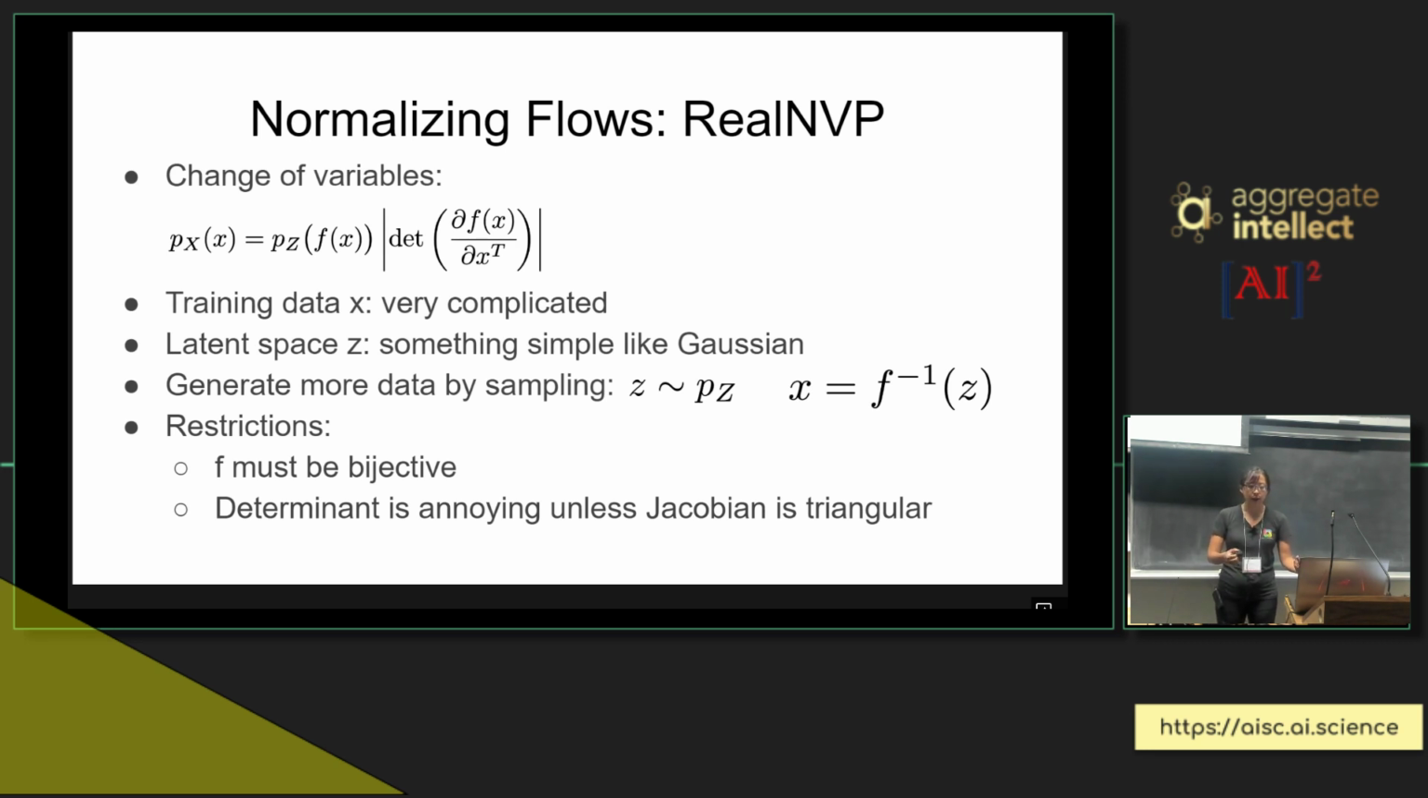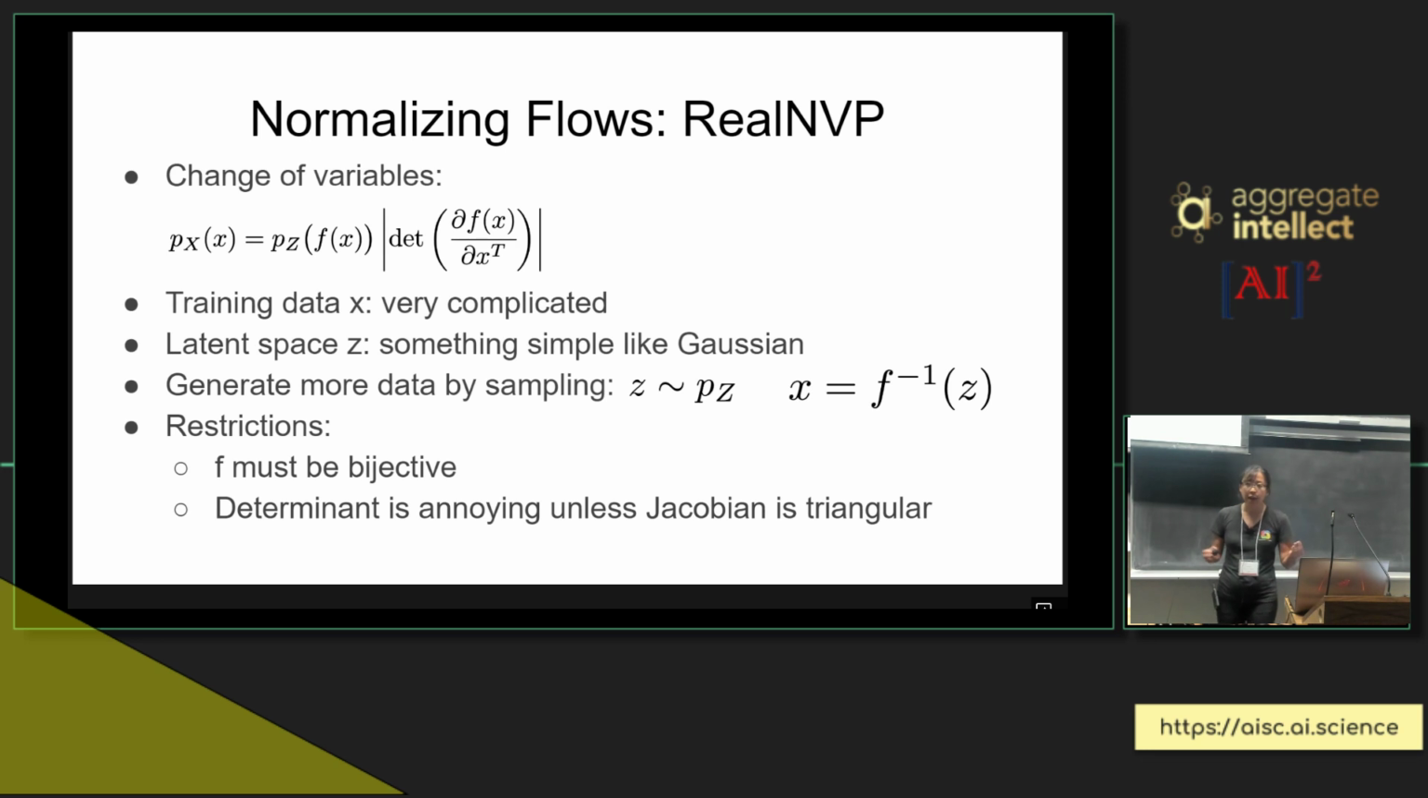And it turns out that this is restrictive in the sense that it basically means that f has to be bijective. You need to be able to take its inverse. And there's a couple other restrictions having to do with the determinant of the Jacobian of f. And what this all boils down to is that designing f is actually a very interesting problem in machine learning that has been a pretty active area of research. And the particular formulation of normalizing flows that we focus on is called Real NVP.